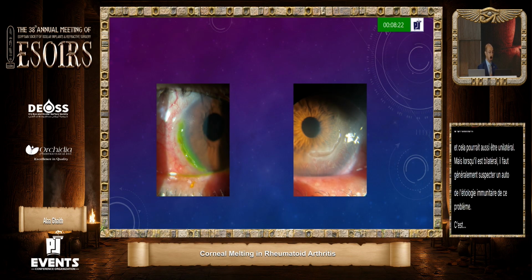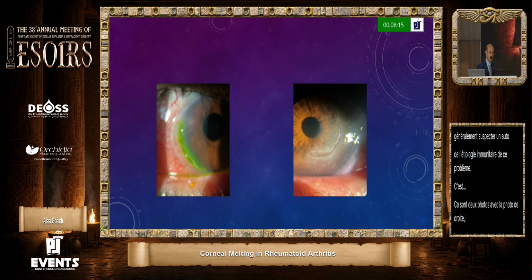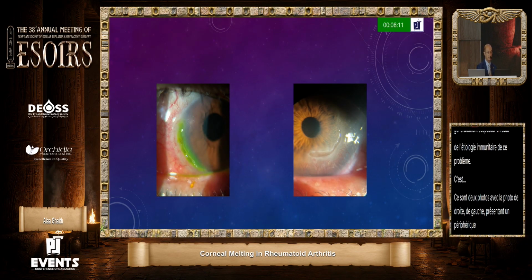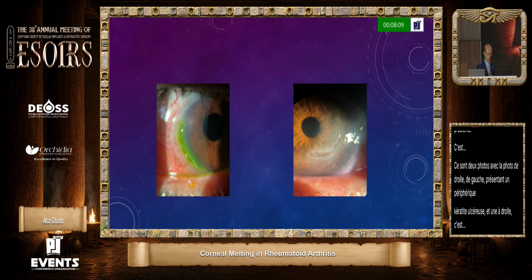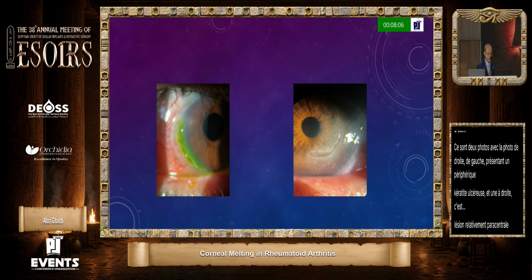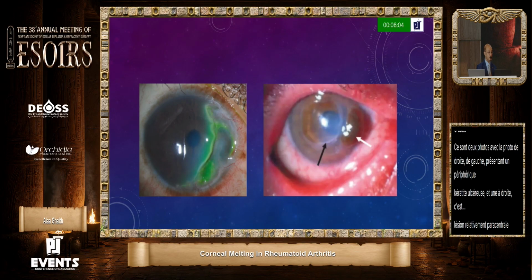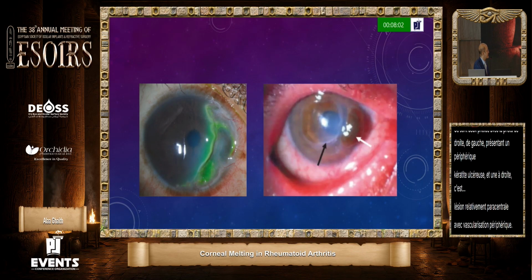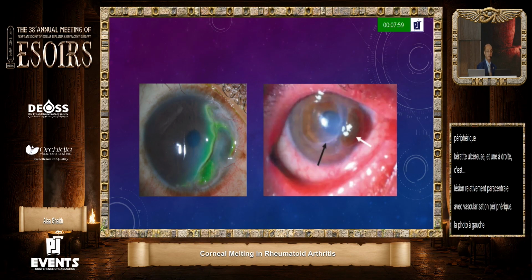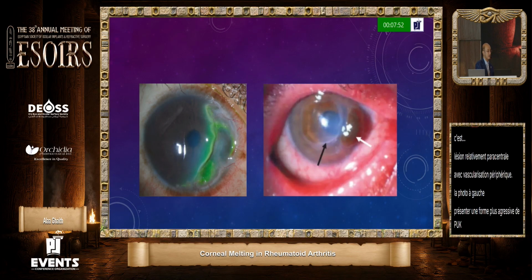These are two photos. The photo on the left presents peripheral ulcerative keratitis, and the one to the right is a relatively paracentral lesion with peripheral vascularization. The photo on the left presents a more aggressive form of PUK, and the photo on the right presents an ulceration with iris prolapse due to perforation.